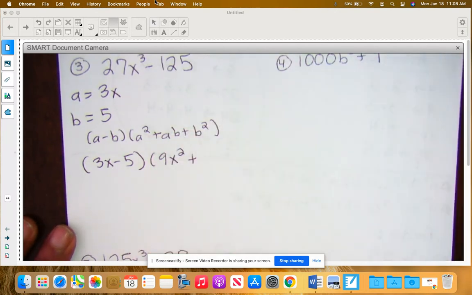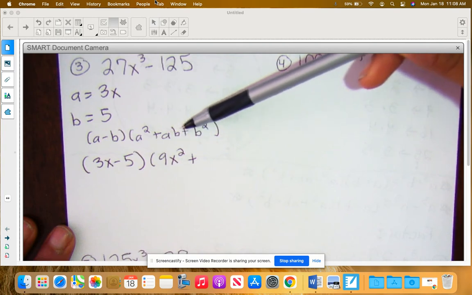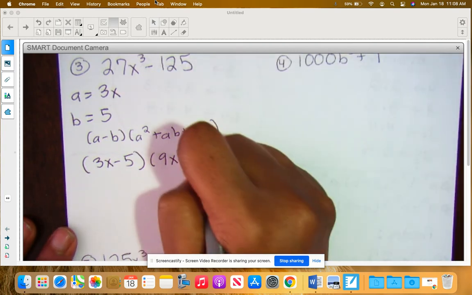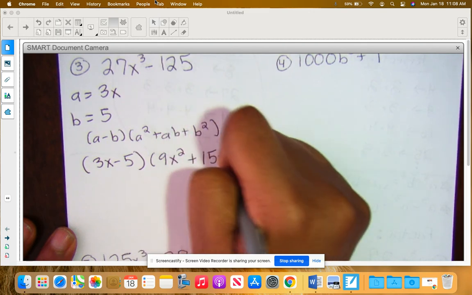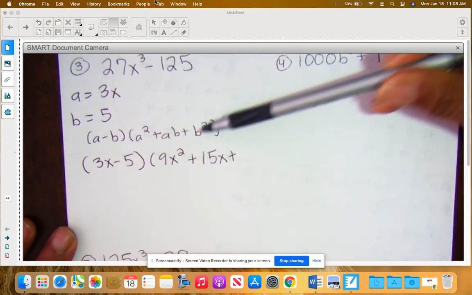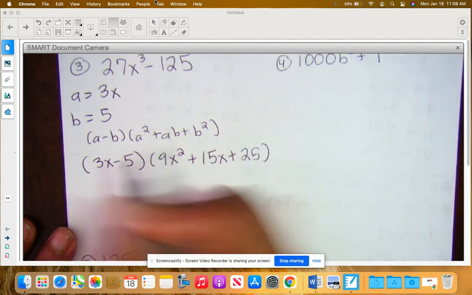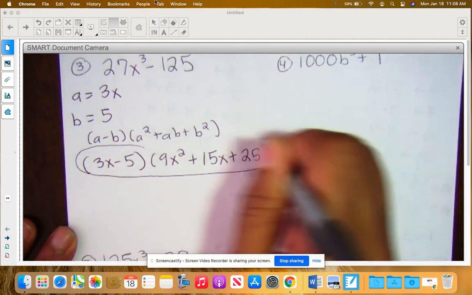Plus, now it says to multiply A times B. Our A is 3x, our B is 5. That gives me 15x. And then B squared is 5. 5 times 5 is 25. So this is our answer.